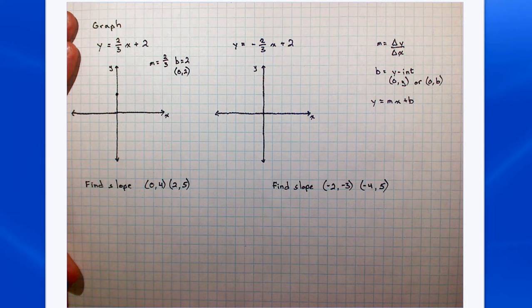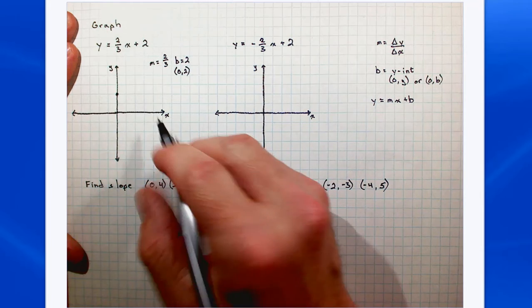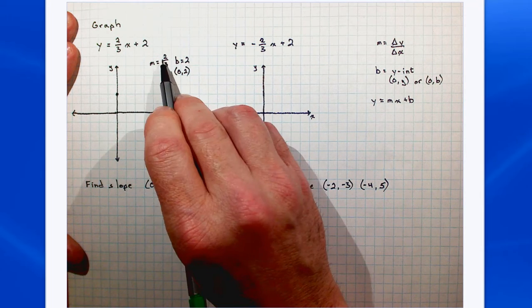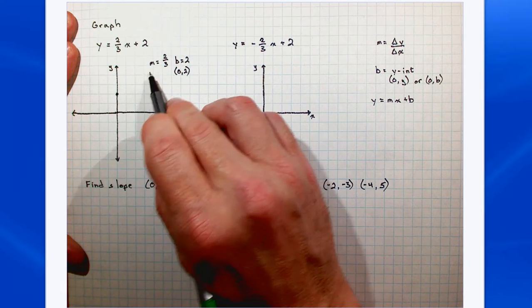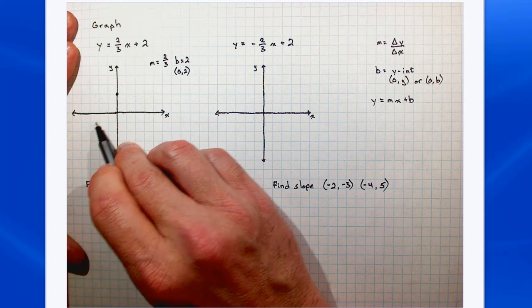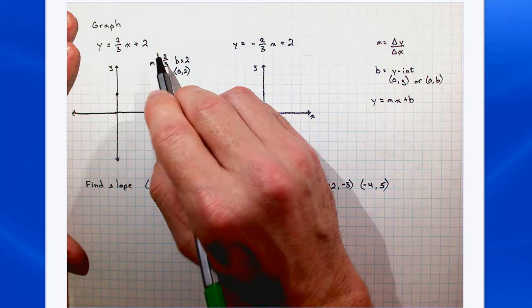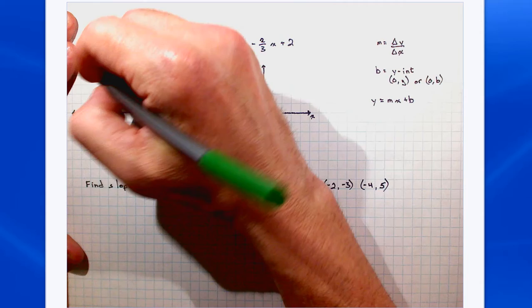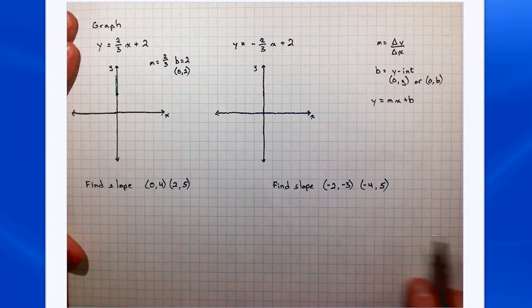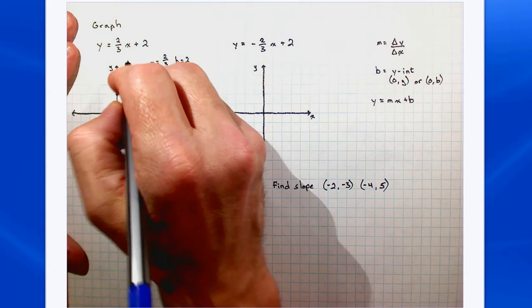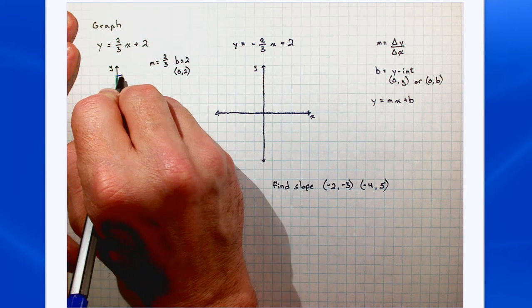Again, if you would like to pause the video and do it yourself, go ahead. Okay, so what I'm going to do is find the point up here. I notice that my slope is positive, so I know my line is going to look something like this. It's going to go across this way. So my change in y is 2, so I move up 2, and my change in x is 3.